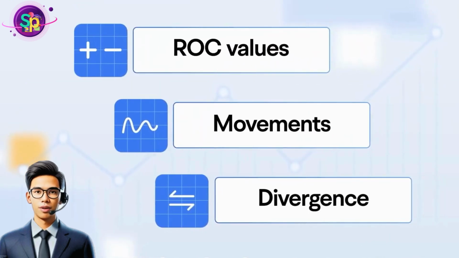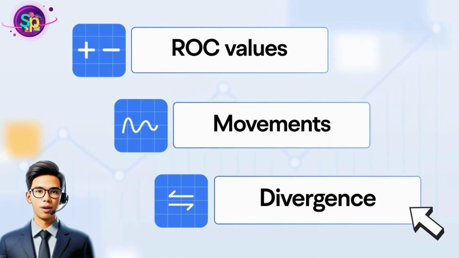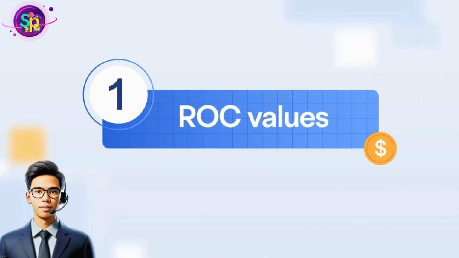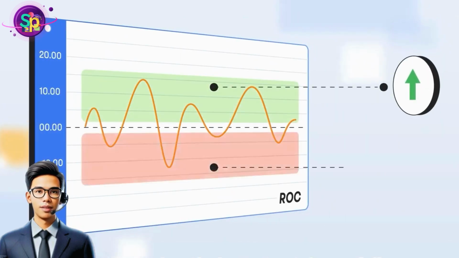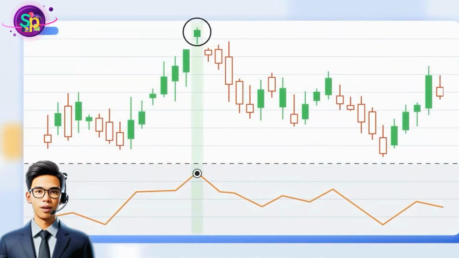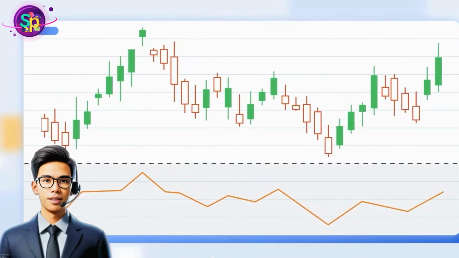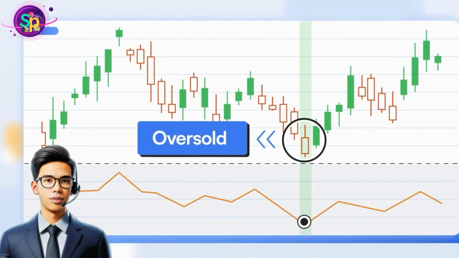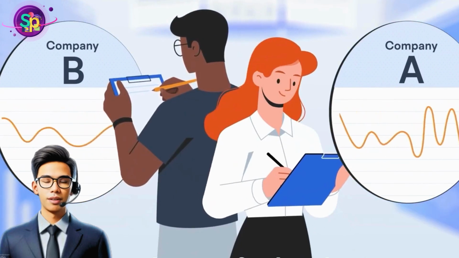In technical analysis strategies, stock trends are analyzed based on ROC values, movements, and if a divergence occurs. 1. ROC values. Positive values indicate rising prices, while negative values below zero indicate falling prices. A high ROC indicates that the stock is probably overbought and is generally seen as a selling signal. On the contrary, a low ROC indicates that the stock is probably oversold and is generally seen as a buying signal. But as the range of each stock varies, a comparison with the stock's past volatility is necessary.